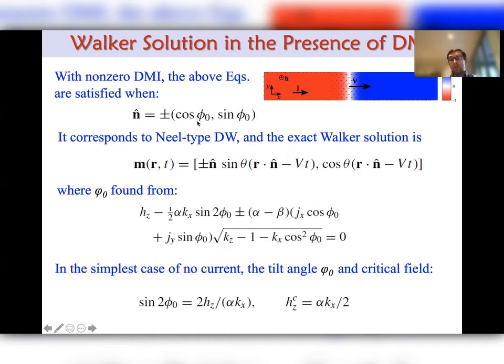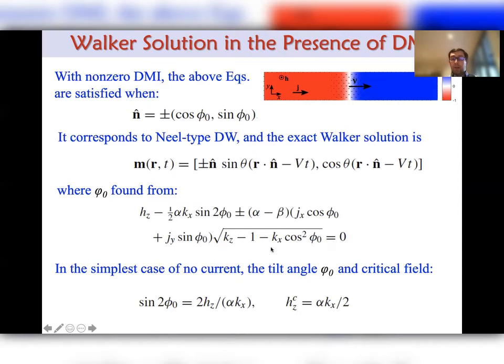So that's the general solution, but now let me look at some limiting cases. There are two interesting cases. One of them is when there is no current and there is only applied magnetic field. And then I'll consider a case of zero magnetic field and applied current. Okay, so let me start with the case of no current.